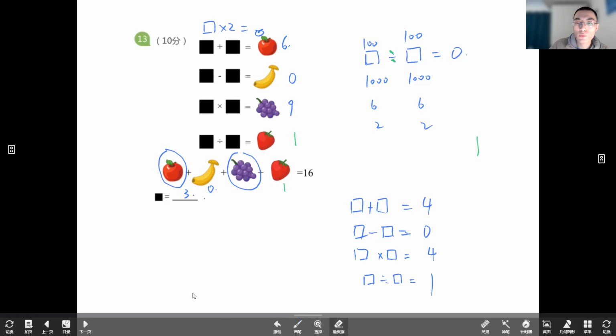Now, what if square is 3? So if square is 3, square plus square is 6. Square minus square is 0. Square times square is 3 times 3, so it's 9. And then square divided by square is 1. So if we add these 4 numbers together, it's going to be 9 plus 1 is 10, 10 plus 6 is 16. So 16. Okay, good. So that means square equals 3. That is how we solve question number 13.